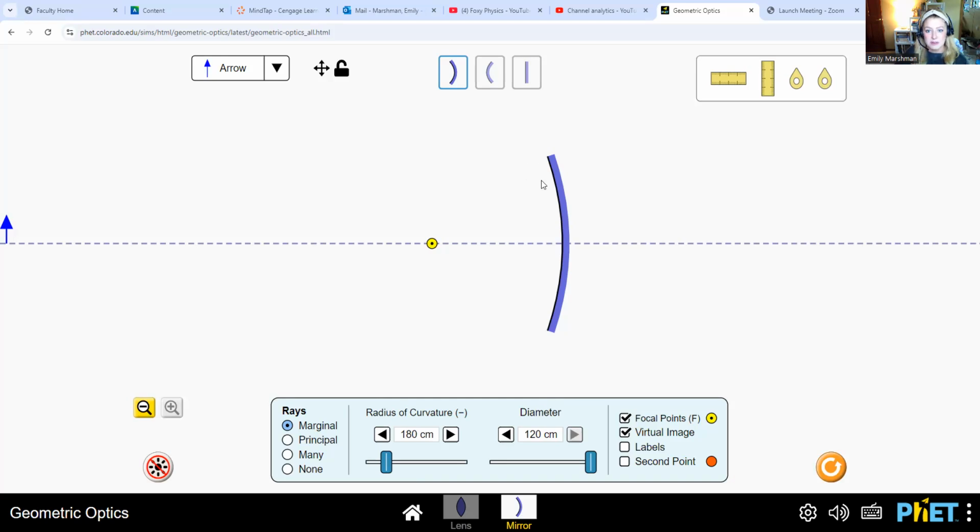And this first mirror that I'm showing here is a concave mirror. If you click up here, this is considered a concave mirror. And by concave, that means that the reflective side of the mirror is on the inside of the rounded part. Okay, so this is part of a spherical shape, and the reflective part is on the inside of the sphere.